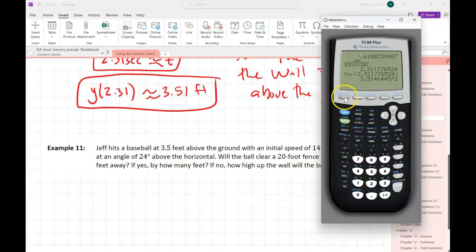So just like before, let's start by updating our calculator and getting a picture of what's going on. So I'll update the angle to 24, the speed to 141.